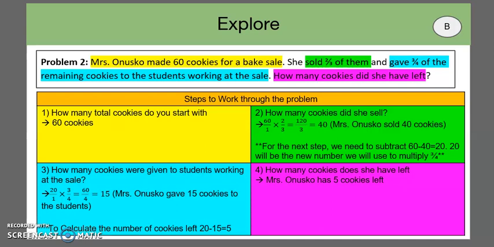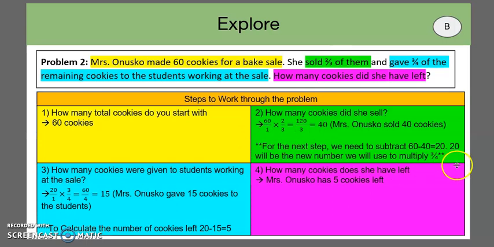Here, what I was able to do is to annotate not only the word problem, but color code the problem so that students can see which step will be first, second, third, and fourth. So in this problem, we see, how many total cookies did you start with? That's important information. We notice that she started out with 60 cookies. The next step is she sold 2/3 of them. Here, we want to multiply the 60, which is our whole number, by 2/3. We go through the process and we find out that she sold 40 cookies.